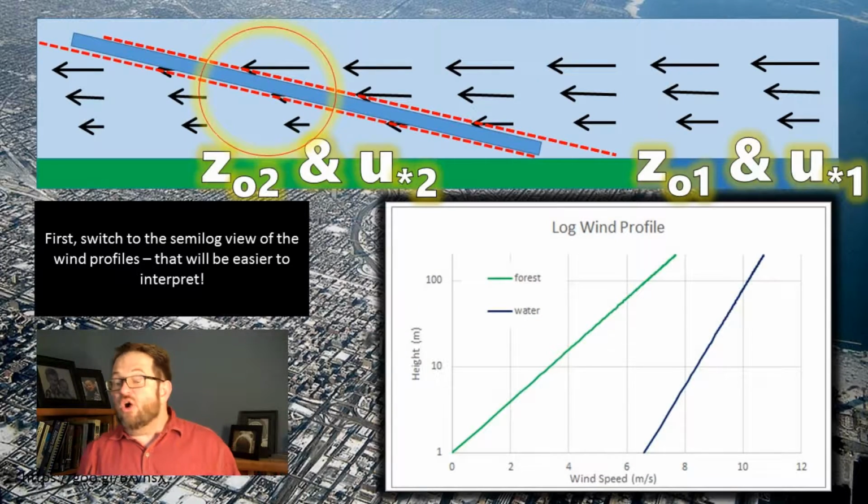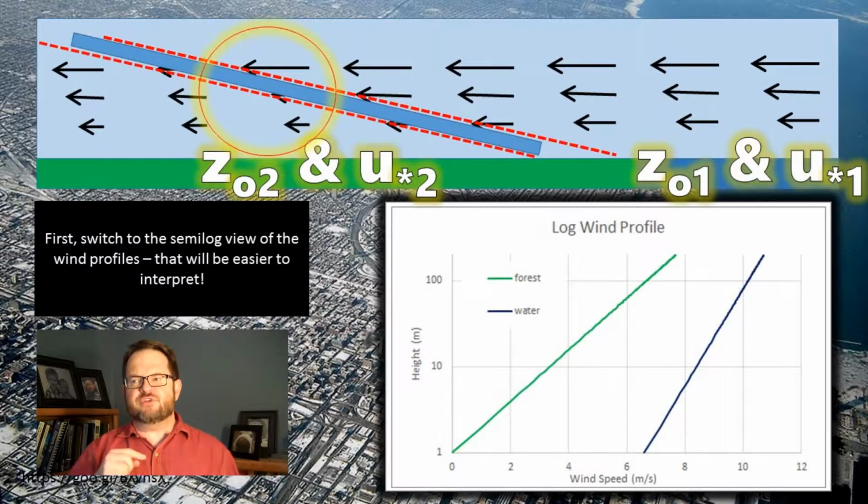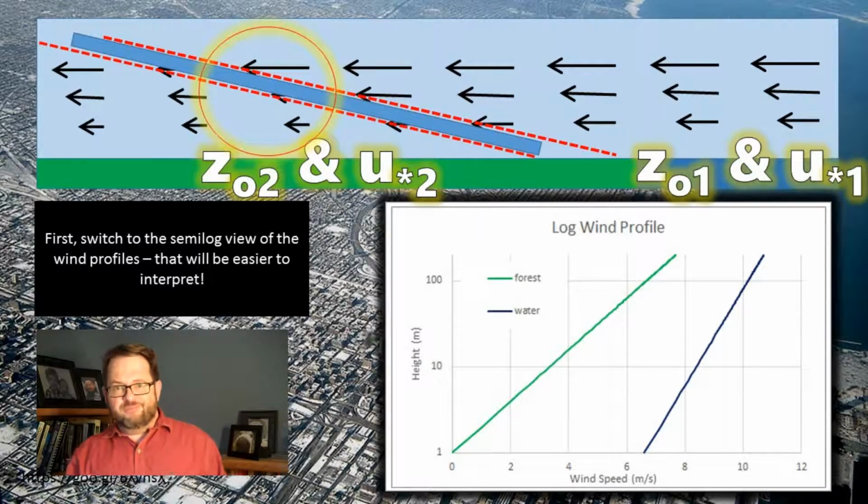Now, I'm going to tell you it's going to be a whole lot easier to figure this out and to visualize it if we switch from our fairly simple view of a wind profile to the one that's plotted on semilog graph paper like this. Because remember, the log wind profiles are just straight lines when our y-axis is logarithmic. I know not everybody loves semilog paper, but this is a good example of the kind of problem that's a whole lot easier to solve if we think about it this way.